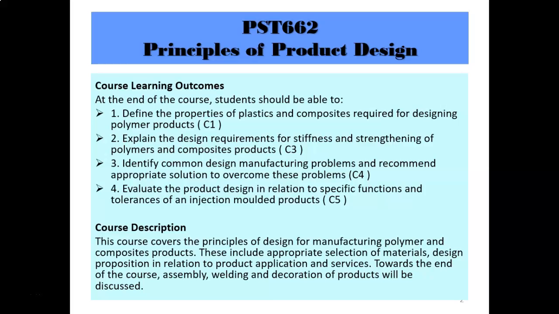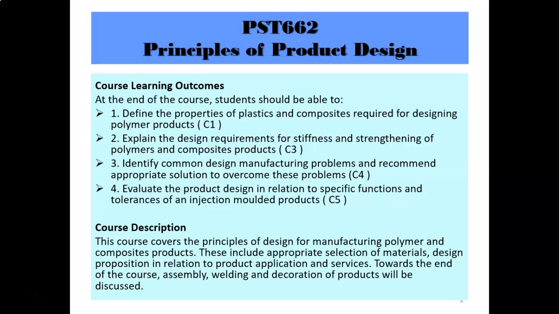So at the end of the course, students should be able to define the properties of a plastic and composite required for designing polymer product. Second, explain the design requirement for stiffness and strengthening of polymer and composite product. Third, identify common design manufacturing problems and recommend appropriate solutions to overcome these problems. And the last one, evaluate the product design in relation to specific function and tolerance of an injection molded product.